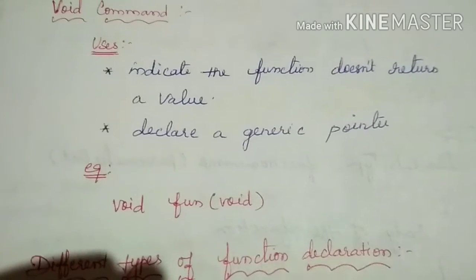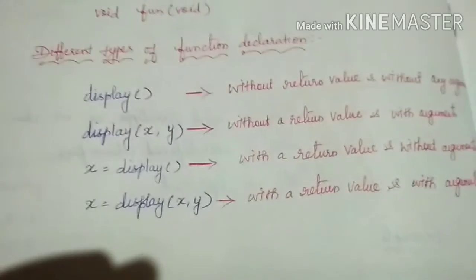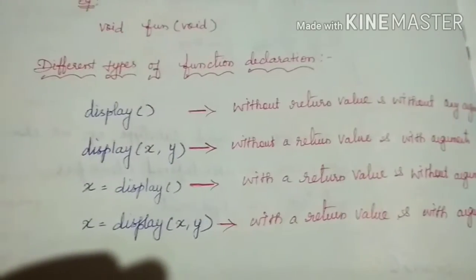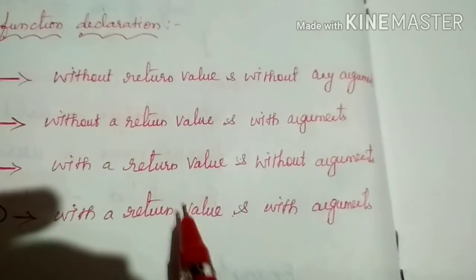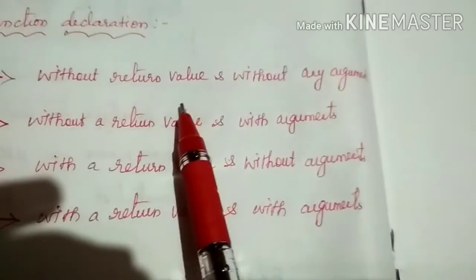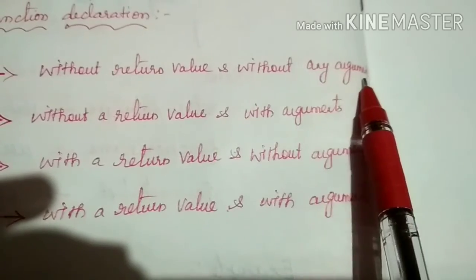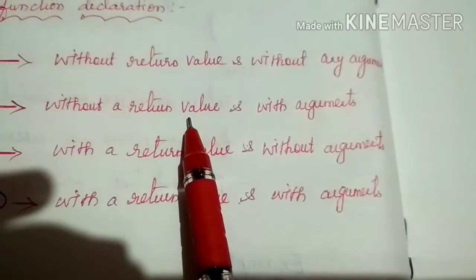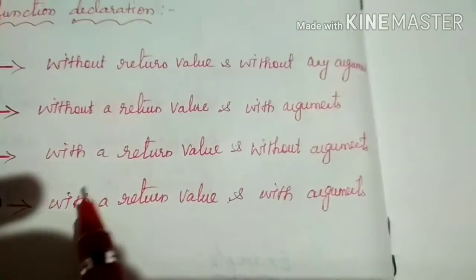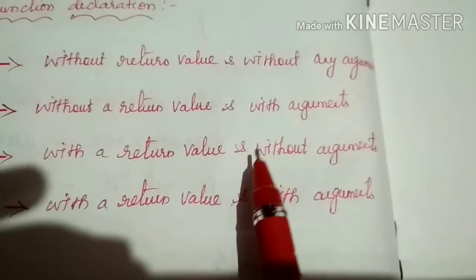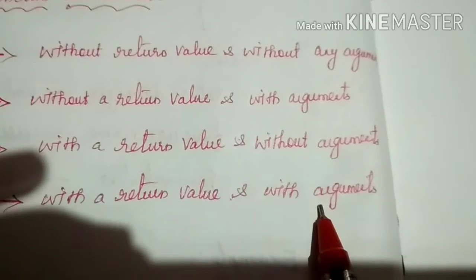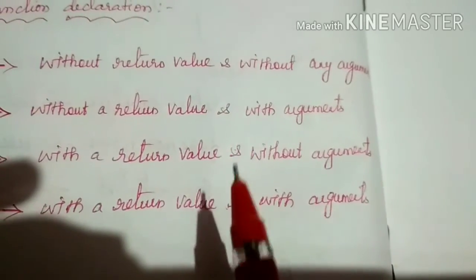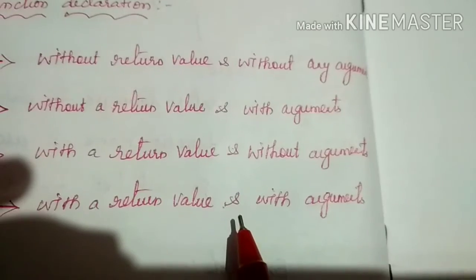Okay, next concept is different types of function declaration. These are all called function declarations. Functions can be written in different types. For example, without return value and without any arguments. Next type is without return value and with arguments. Next one is with a return value and without argument, and with a return value and with argument. Okay, these are all the different types of function declaration.